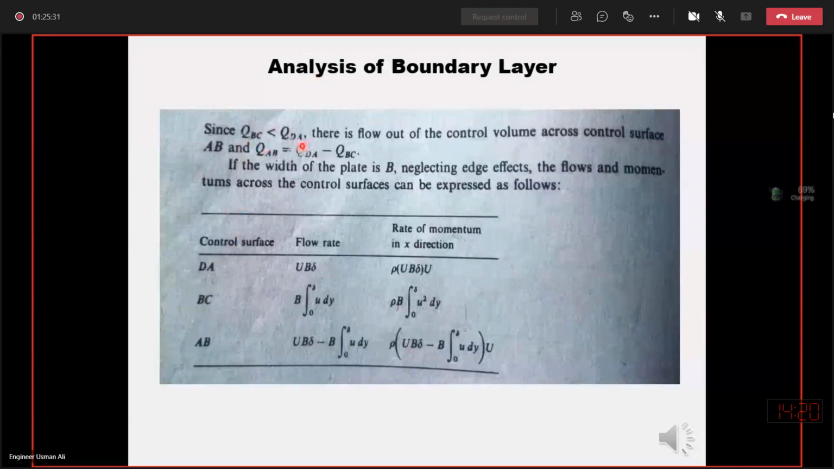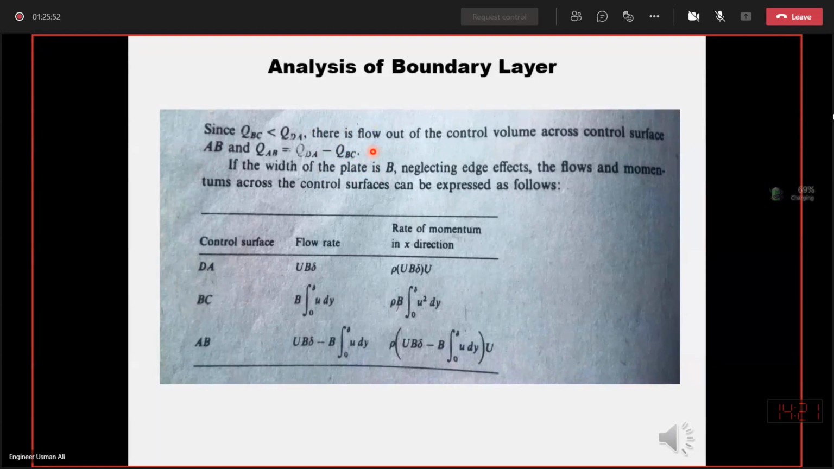And there is also a flow out of the control volume across the surface AB. QAB is QDA, which is the total flow rate entering the control volume, minus QBC, the flow rate leaving at BC. This is quite clear from the figure.